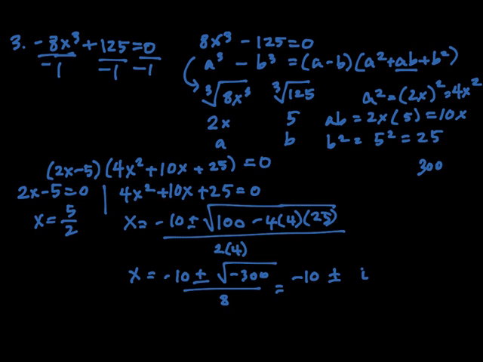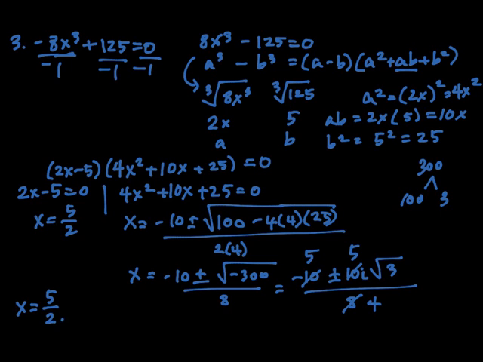300, let's look at 300. That factors as 100 times 3. Okay, so the square root of 100 is 10. What stays inside is the 3, divided by 8. Okay, now let's go ahead and simplify. We can simplify all of these by 2, so we have a 5, 5, and a 4. So x = 5/2 and (-5 ± 5i√3)/4.